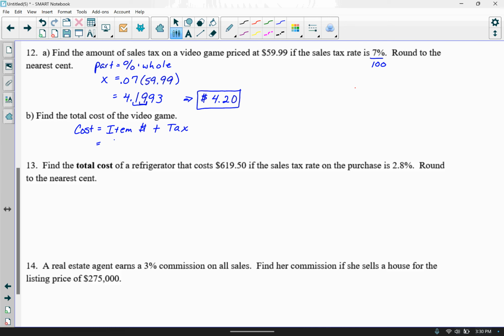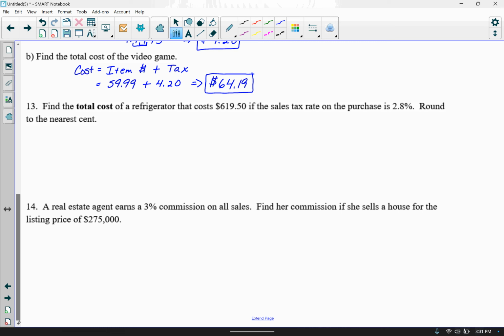So we know the price of our item was $59.99, and we just figured out we're going to pay $4.20 in tax. Put that in your calculator, and you should land at $64.19. Final answer. Okay. I'll let you try example 13. Let's come on down and look at example 14.